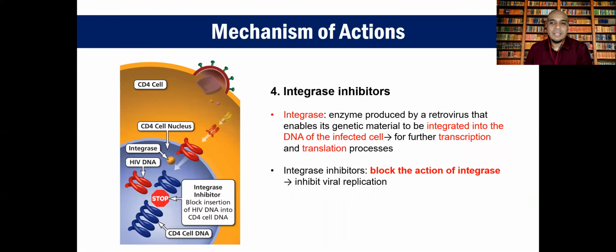The fourth group is the integrase inhibitors. As mentioned before, integrase is the enzyme produced by the retroviruses that enables the genetic material to be integrated into the DNA of the infected cell for further transcription and translation processes. Thus, the integrase inhibitors block the action of integrase that will result in the inhibition of complete viral replication.